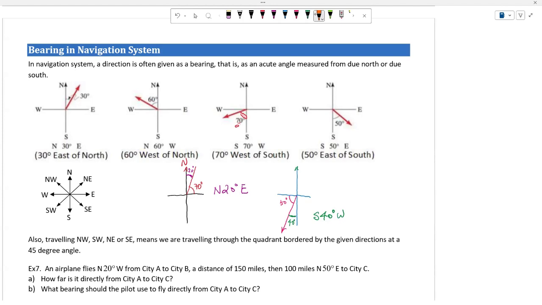Now, from time to time, if the angle is exactly 45 degrees, then of course we could say this is north 45 degrees east, but usually we do not say it this way. We just say it's northeast. And again, if this is 45 degrees here, then it will be northwest, southwest, southeast.